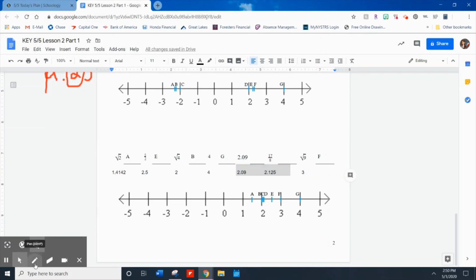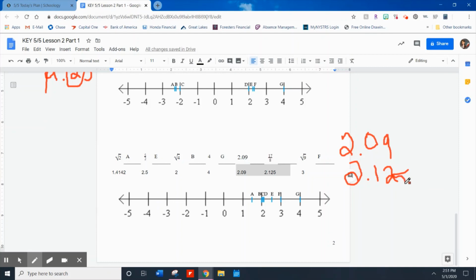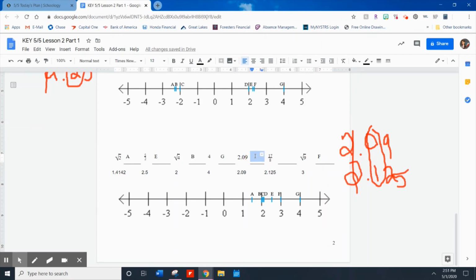So again, I strongly recommend you writing out the decimals and lining up the decimals. So we got 2.09, and then we got 2.125. Okay, 2's don't tell us anything, they're the same number. Right here is where it tells you which one is bigger. So it's the 2.125. So when looking at our number line, since we're talking positive here, it's going to be the one that is farthest out, and that's going to be D. And the only one remaining is C.